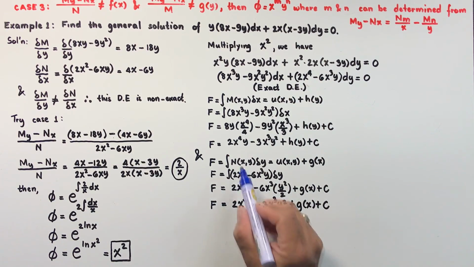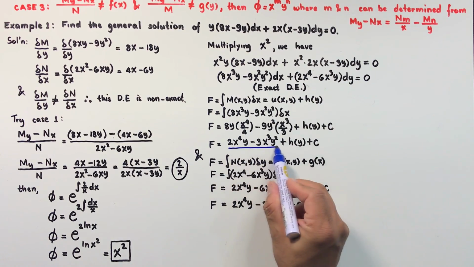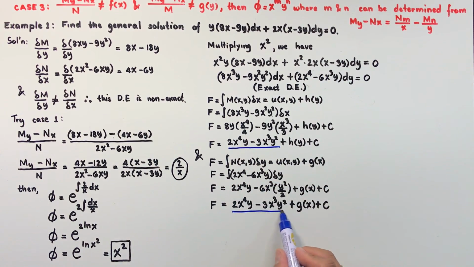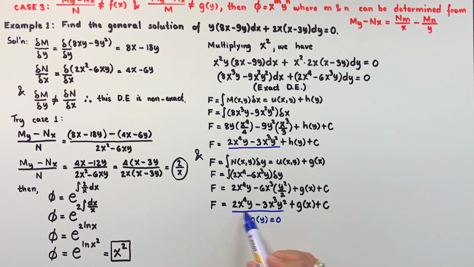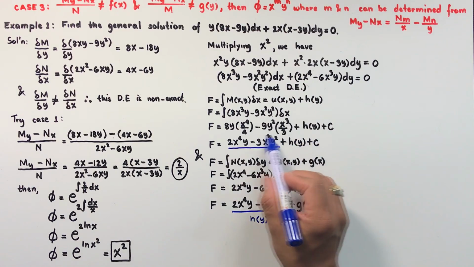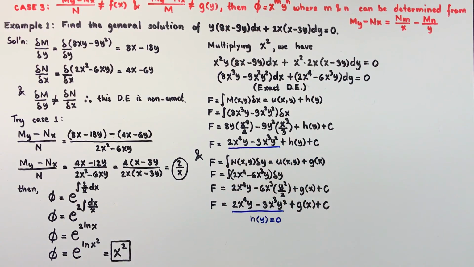And comparing these two solutions here, we have our h of y as 0, because we don't have terms which are in terms of y alone here, and we don't have also terms which are in terms of x alone.